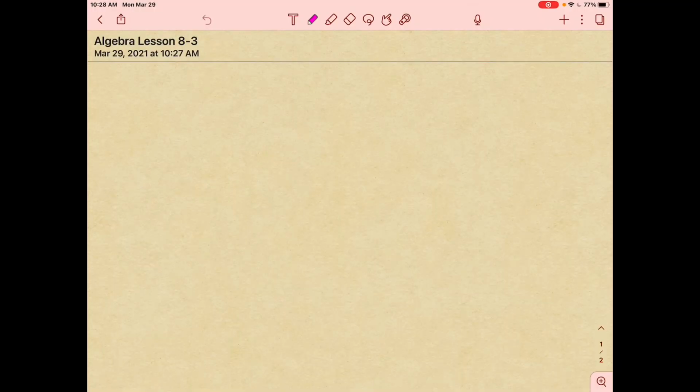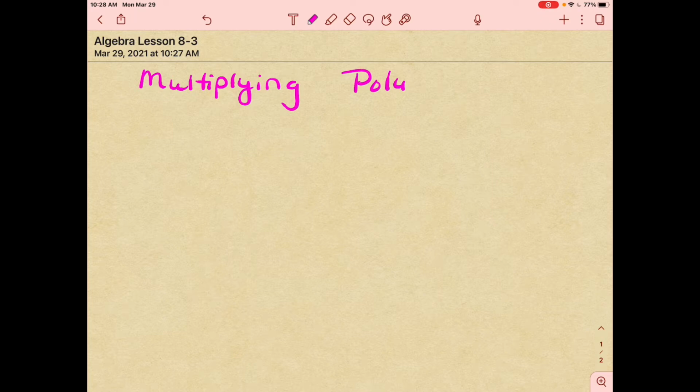Hi guys, this lesson 8.3 is called Multiplying Polynomials. We already started doing a little bit of multiplying in the last lesson, but in this lesson we are most specifically going to be working on multiplying binomials.